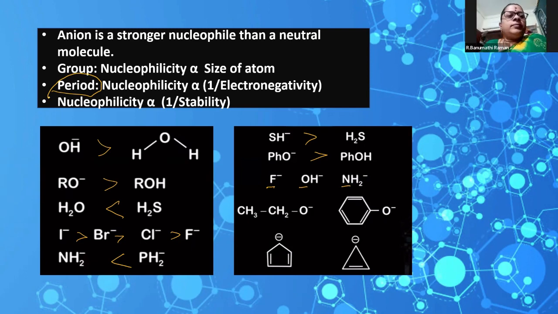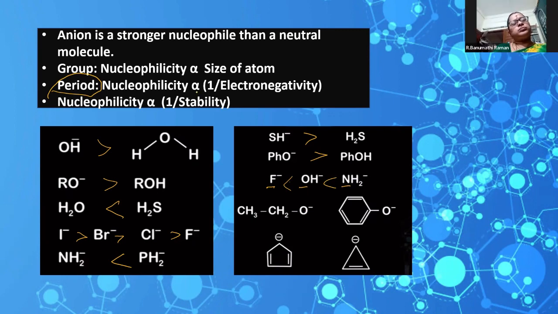So which will be the order? Fluorine, oxygen, nitrogen. What is written is in either increasing or decreasing order. Increasing order: fluoride will be lesser, and this will be more. Coming on to CH3CH2O minus and C6H5O minus.